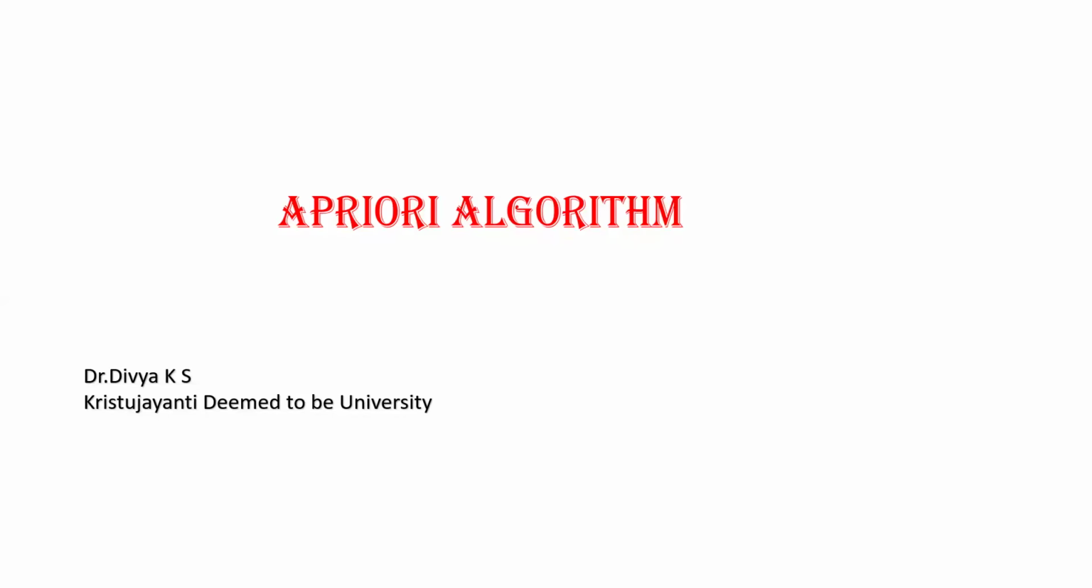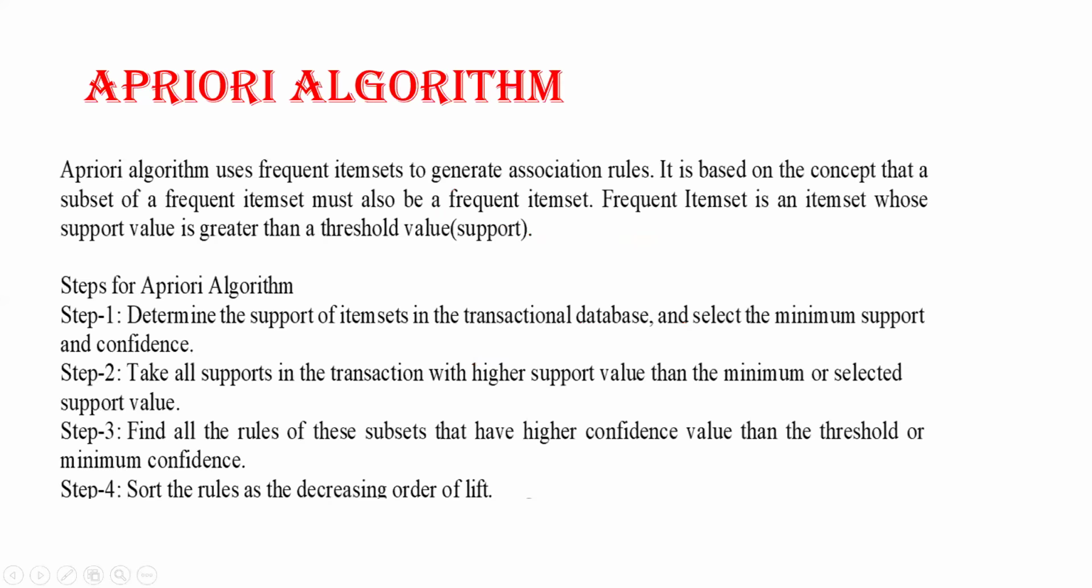Welcome back. Now we will see one of the very important algorithms in data mining, that is the Apriori algorithm. Now we'll see the steps in the Apriori algorithm. Okay. So first, before that, we'll tell you why we are using this Apriori algorithm. It is used to find the frequent itemsets to generate the association rules.